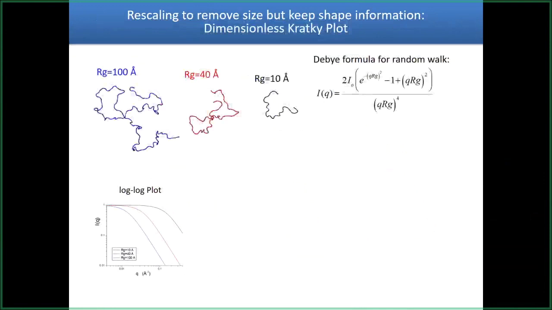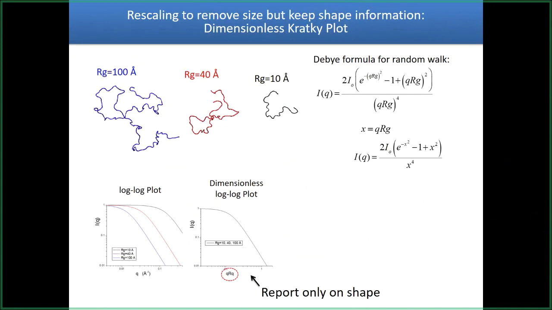All right, let me delve into this a little bit more. So imagine I have an unfolded protein that has a radius of gyration of 100 angstroms, so fairly big. Then I have one which is 40 angstroms, and then I have one which is 10 angstroms. Debye came up with a formula for a random walk, which is I(Q) as a function of the radius of gyration and Q, just a functional form. So I can take this formula, plug in the Rg, and I get these different plots here. Whether it's 10, 40, or 100, you can see they have a different width, and that width indicates they have a different radius of gyration. This is on the standard log-log plot. If I do what's called the dimensionless log-log plot, the difference being I've now scaled the x-axis by Rg, when I scale the x-axis, all of these become superimposable.